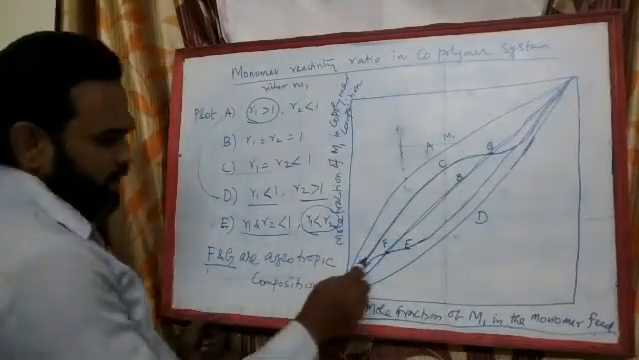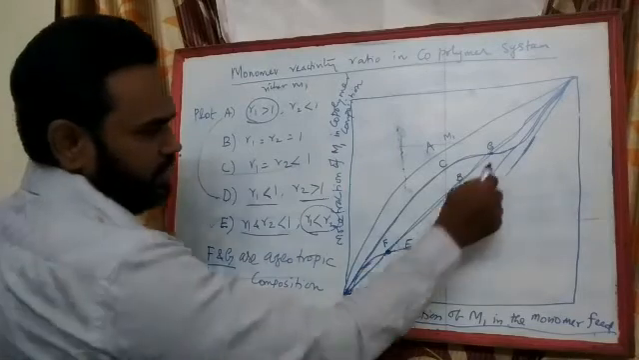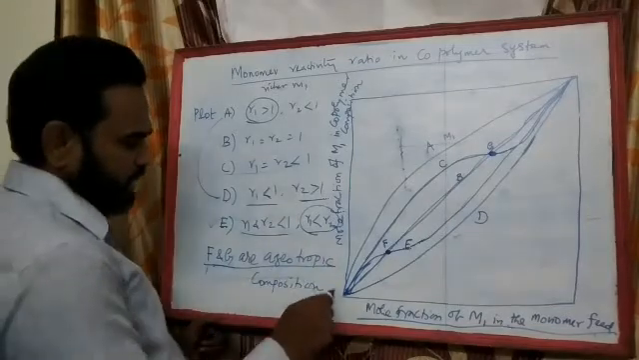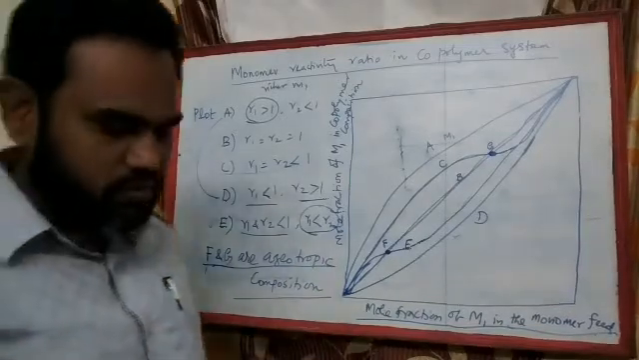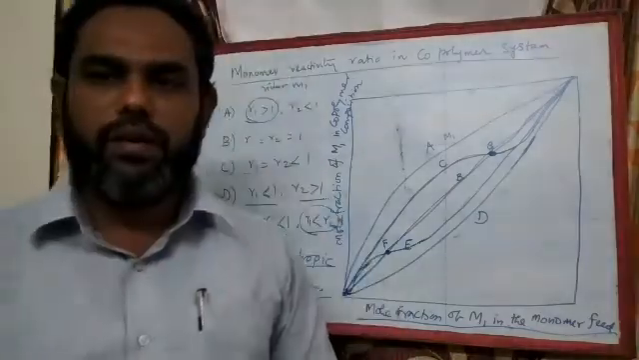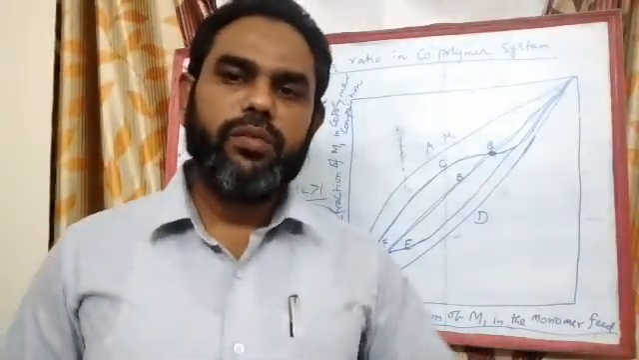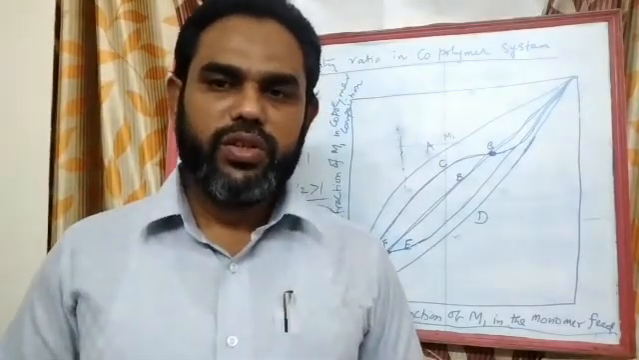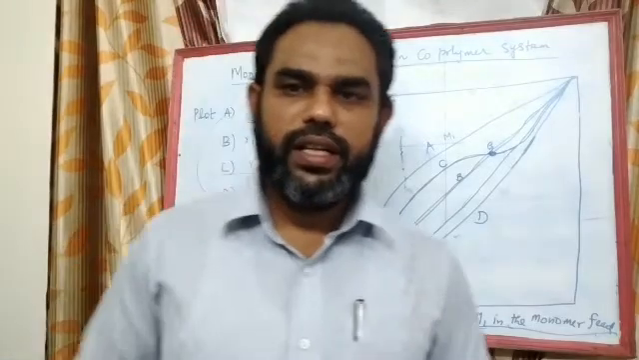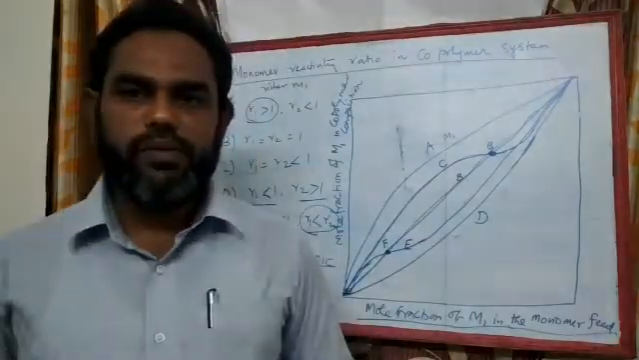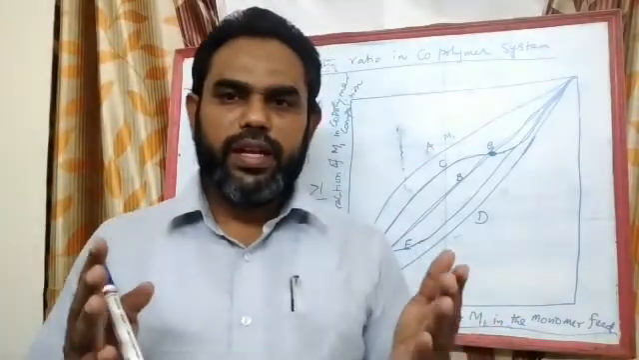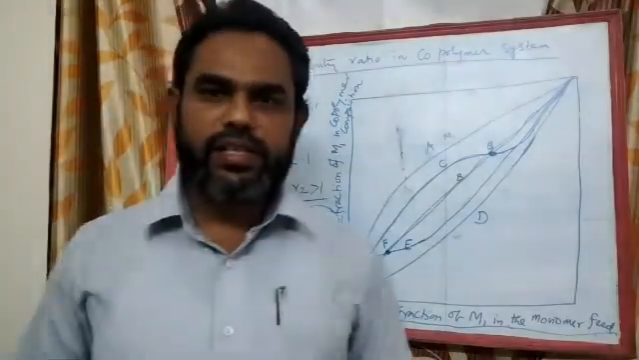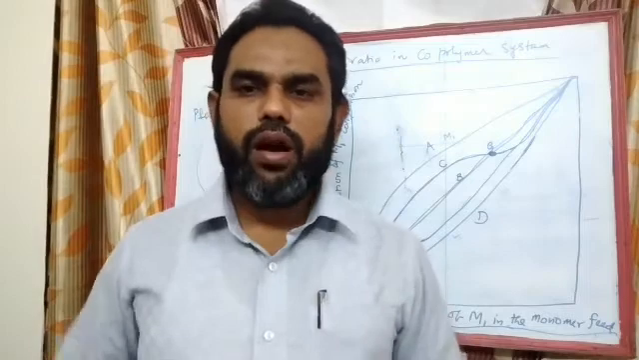I have mentioned here 2 points, F and G. These are nothing but azeotropic compositions, where you will find that the monomer in the feed and the monomer in the copolymer composition are almost equal or the same. So this we have learned in reactivity ratios and copolymer systems about the different kinds of systems, whether an ideal system, an alternating system, or a block copolymer.